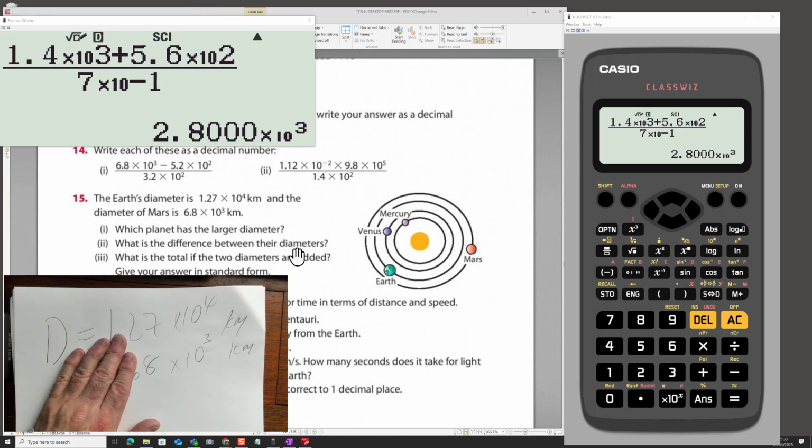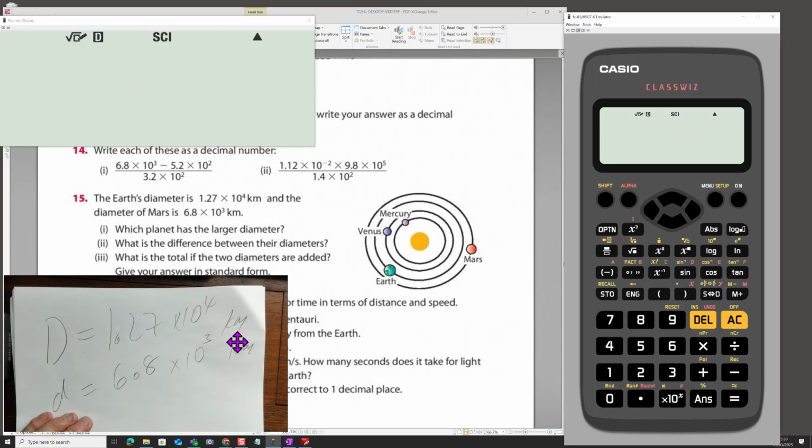What is the difference between their diameters? Okay, for that we need to do a subtraction. And now I'm going to show you, because in a second, what is the total if they're added. Okay, so we're going to have to add and subtract them. And when something like this happens, it can be nice to use the variable letters on your calculator. Okay, so what we're going to do now is I'm going to change the second one to E, and we're going to put the D and the E values into your calculator.